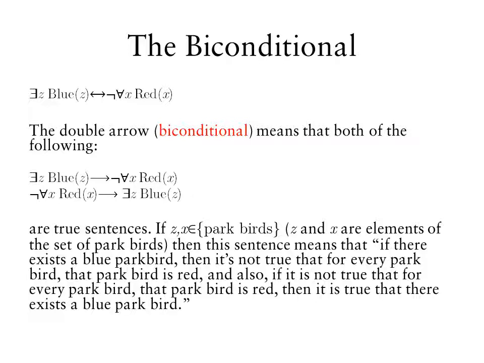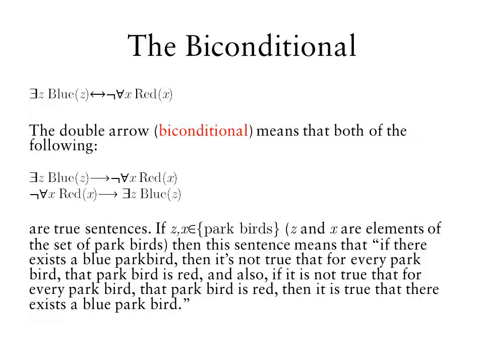The biconditional, on the other hand, is sort of a conditional and its reverse form, right? So if you switch the things on the left and the right, the sentence is still true, is basically what the biconditional does. So in other words, you might read the biconditional as saying two things, right? It's saying that there exists a Z such that Z is blue, implies that it's not the case that for all X, X is red, and if it's not the case that for all X, X is red, then there exists a Z such that Z is blue. It's saying those two conditional sentences, right?